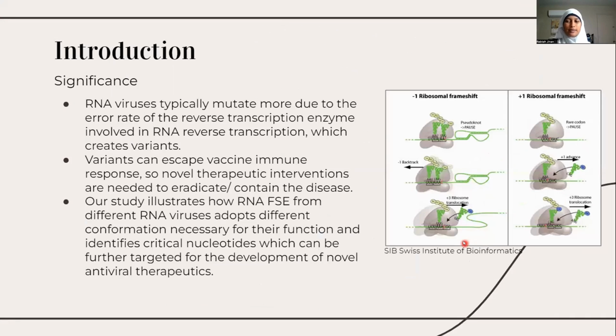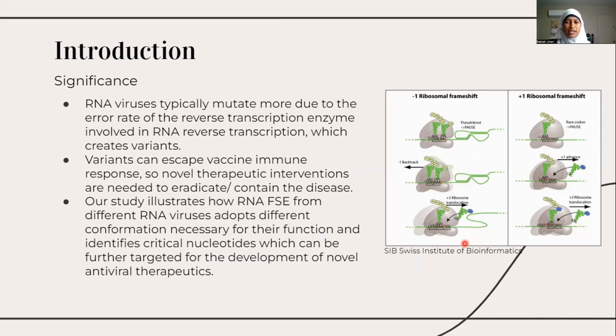So RNA viruses typically mutate more due to the error rate in the RNA reverse transcription, and this also means that RNA viruses have many variants. And variants can escape vaccine immune response because the structure mutates and different functions are carried out, so novel therapeutic interventions are needed to eradicate or contain the whole disease.